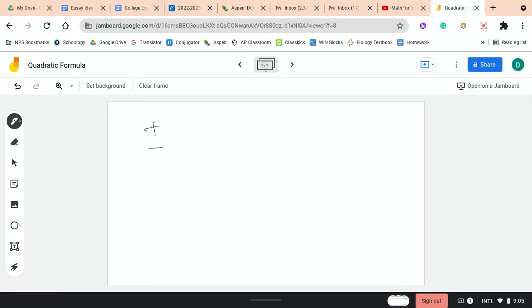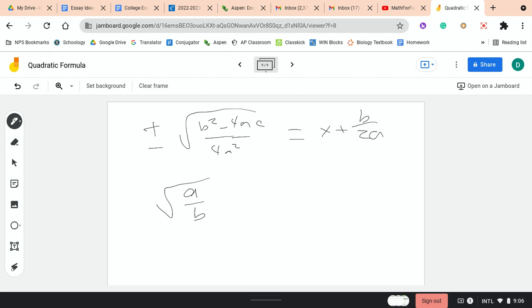we get plus or minus the square root of b squared minus 4ac over 4a squared equals x plus, I think it was b over 2a. Yes. Okay, so one of our square root rules is if we take the square root of a over b, that's the same thing as the square root of a over the square root of b. And you'll notice the thing on the bottom is a perfect square. The square root of 4a squared is 2a. If I multiply 2a by itself, I get 4a squared.